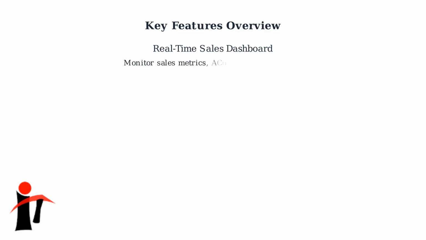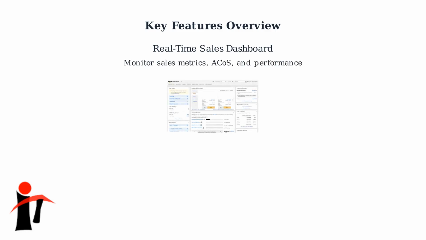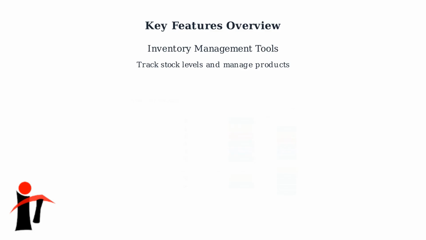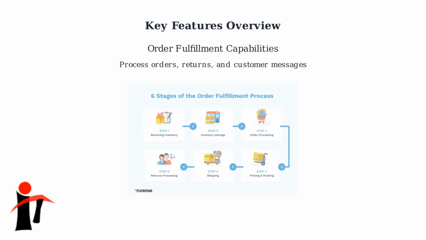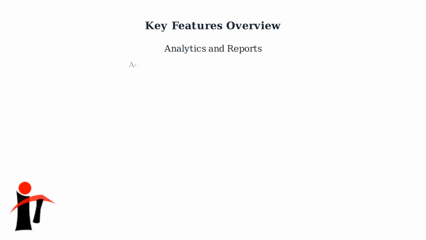Access a real-time sales dashboard to track key metrics like advertising cost of sale and overall performance. Use inventory management tools to add products, monitor stock levels, and handle fulfillment by Amazon shipments. Handle order fulfillment, including processing orders, managing returns, and responding to customer inquiries. View analytics reports with conversion rates, category rankings, and exportable data.